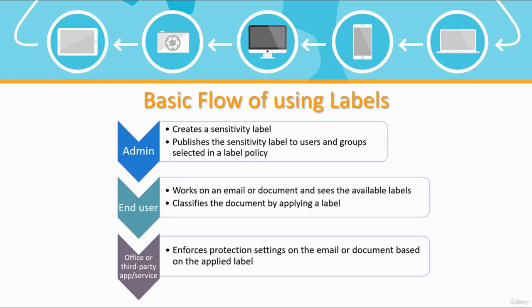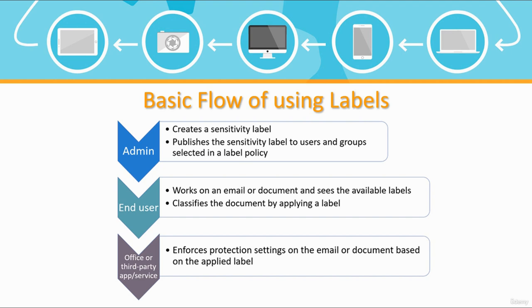Here's the basic flow of using labels. An administrator is going to create the sensitivity labels that they want, basically setting up how they want things to be labeled. They're going to publish these sensitivity labels in what's called a label policy. The policy can be applied to specific users or groups. So it's a pretty simple idea: you create the label, and you set up the policy that's going to apply to users and groups.